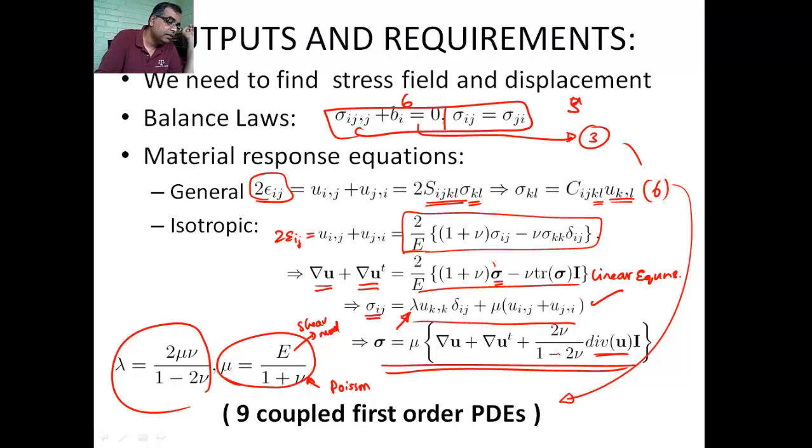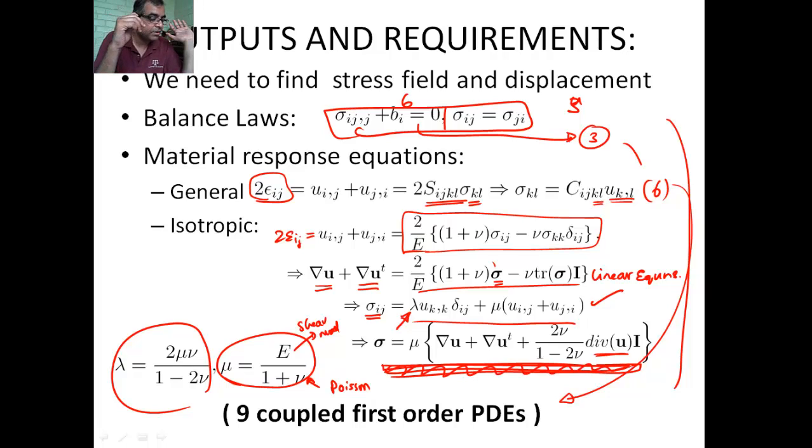Okay. So this is our set of 9 equations. I have to solve the equations of equilibrium and the material response function, which is here, together with the boundary conditions. If I solve this, I'll find the solution.